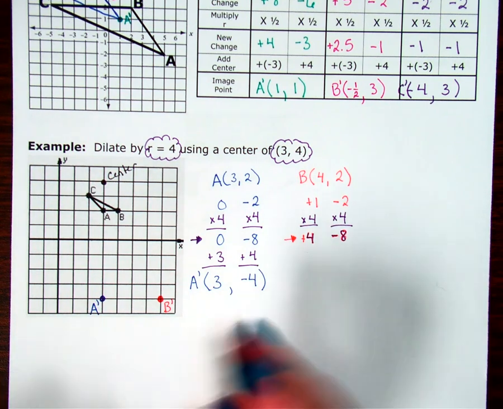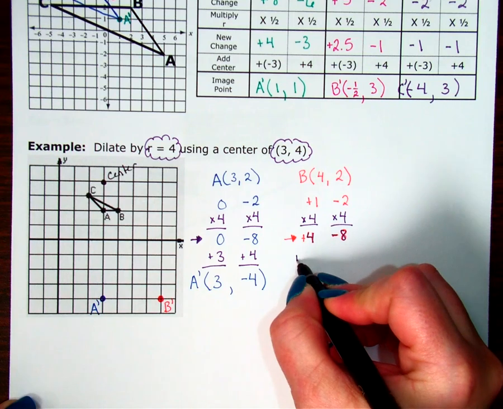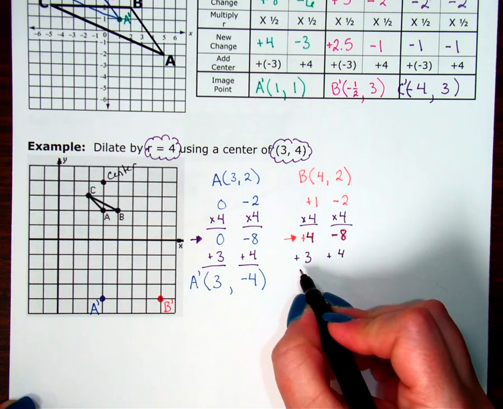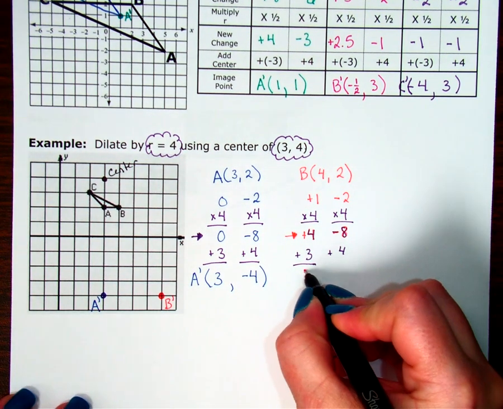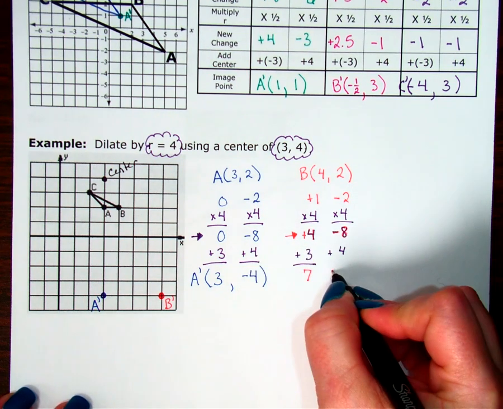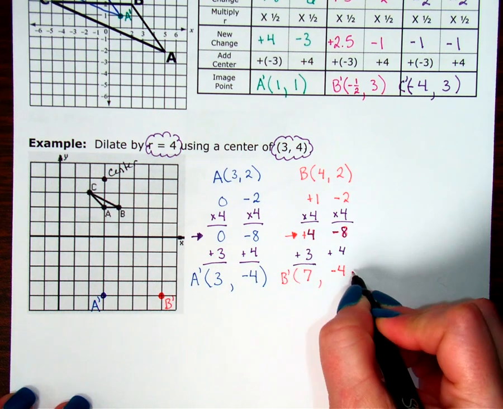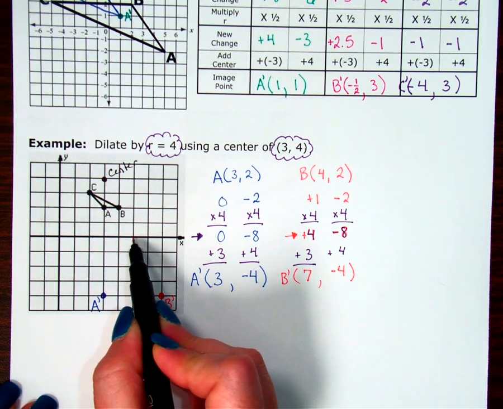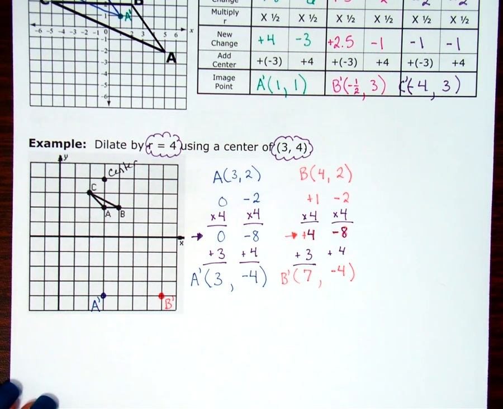The coordinates are, remember, all we're doing is adding it to the center, which was (3, 4). So we added it to the 3 and we added it to the 4. 4 plus 3 is 7, and negative 8 plus 4 is negative 4. So my B prime is the point (7, negative 4). 1, 2, 3, 4, 5, 6, 7, 1, 2, 3, 4. There's B prime.